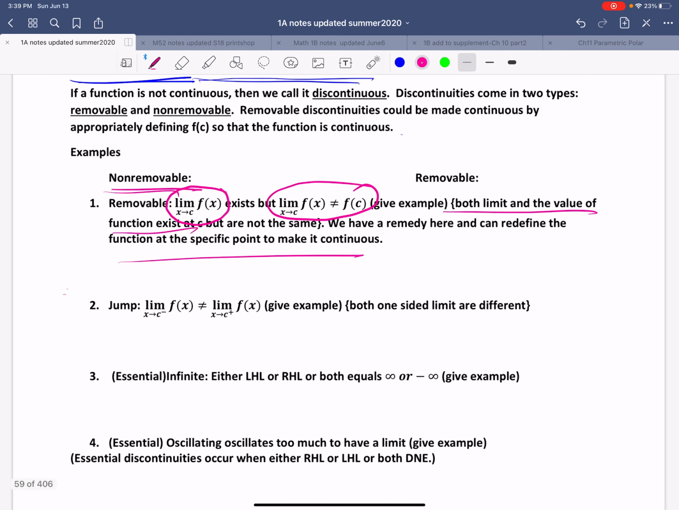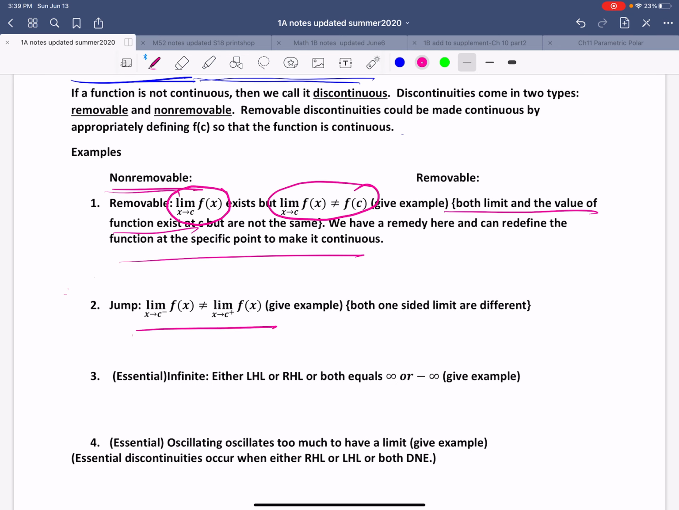Next kind, we have a jump discontinuity. That means the limit coming to x equals c from the left hand side is not equal to the limit coming from the right hand side. So the limit as x approaches c from the left is not equal to the limit as x approaches c from the right. Then we would say there is a jump discontinuity.